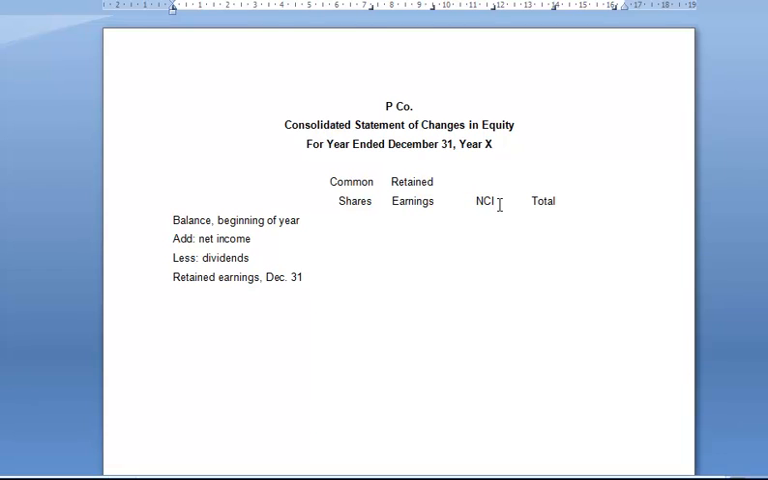And for NCI, we know that when the subsidiary company declares dividends, the parent gets its share, but the NCI is also going to get its share, which is going to reduce your obligation as the parent company to the NCI shareholders. And then we're going to come up with, that should probably just say, ending balances at December 31st for common shares, retained earnings, NCI, and then our total. So this is kind of what ours is going to look like when it's finished.